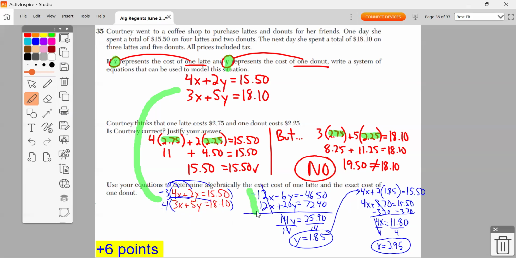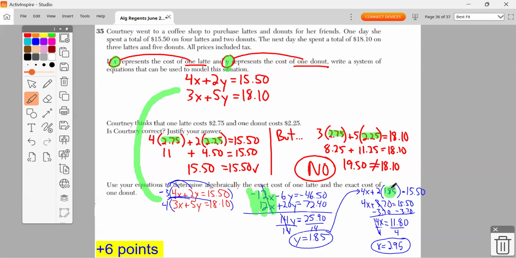This created opposites right here. Those x's cancel out. Add going down, add going down. Don't forget to distribute all 3 times though. Solve this one-step equation. We get y equals $1.85. So the cost of 1 donut is $1.85.